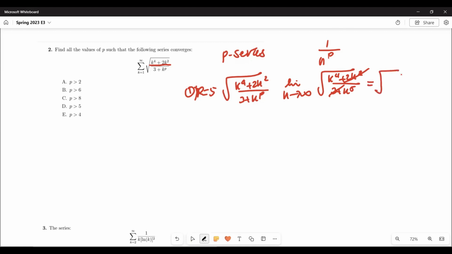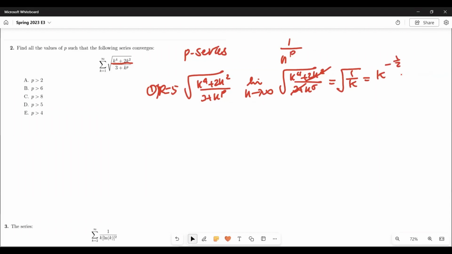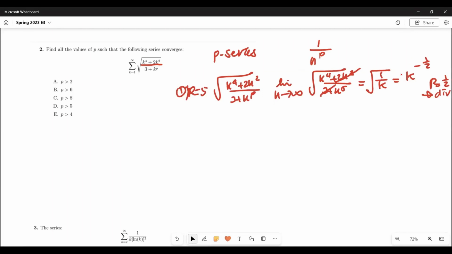So this will be just 1 over k to the 1 over square root, so 1 over k to the 1/2, like that, right? So since p is 1/2 and p is less than 1, it's diverging. So this is not right. So p equals 5 shouldn't be included. That means E is not right.